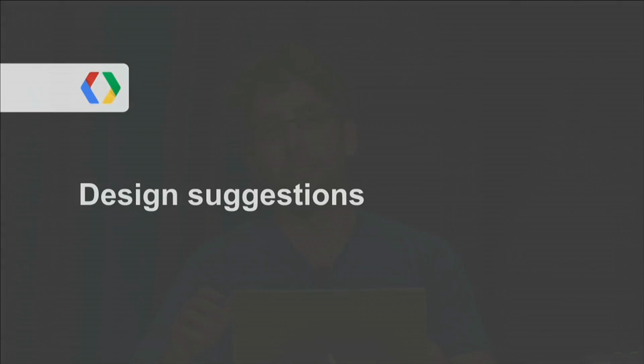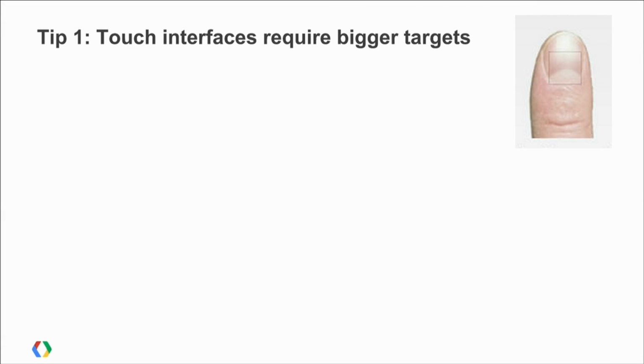OK, so I'll run through a couple of design suggestions, because designing for touch is quite different from designing for mouse and keyboard. So the first tip here is, obviously, touch interfaces require bigger targets. Your finger is inherently far less precise than a mouse, which can give you 1 or 2 pixel precision. But exactly how big? So extensive research has been done to suggest that 9 by 9 millimeters is something like the optimal touch target size.